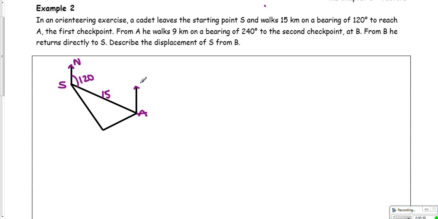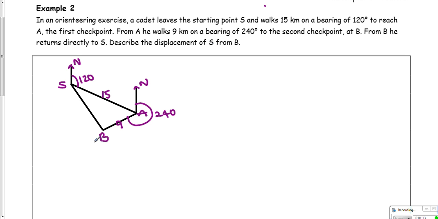I've drawn in another north line here. From A, she walks 9 kilometres on a bearing of 240. Now, if north is upwards, south would be 180, that would be downwards, west would be 270. So all this here, that's approximately the size of 240 degrees. Walking along here for 9 kilometres until they reach a point B, and then they return directly to the starting point. So we've got to describe the displacement of S from B.